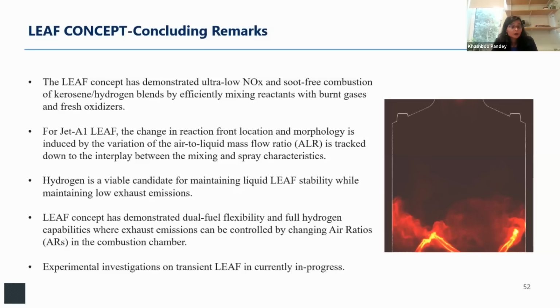Hydrogen seems to be a viable candidate for maintaining liquid leaf stability while also maintaining low NOx at the exhaust. The leaf concept also works in transient conditions and for dual fuel flexibility as well as full hydrogen capabilities, where for full hydrogen, the exhaust emissions can be controlled by changing the air ratios from the top air manifold and the bottom air manifold. The investigations pertaining to transient leaf are still in progress, and I would be very happy to come back to them at a later date and time.